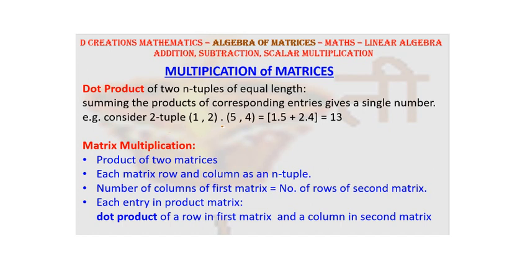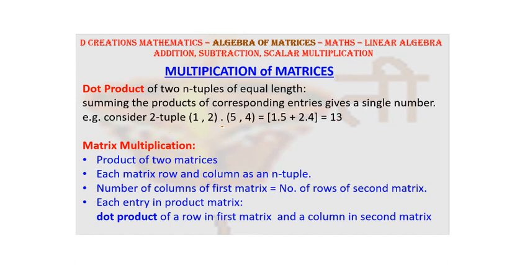And how is it taken? It is basically product of corresponding entries and addition of all those products. That gives you a single number. To illustrate it, if you multiply this tuple 1, 2 with 5, 4, then you have to multiply the respective entries, 1 into 5 and 2 into 4, and add it. So 5 plus 8 is 13.